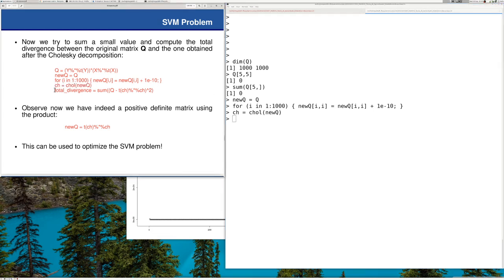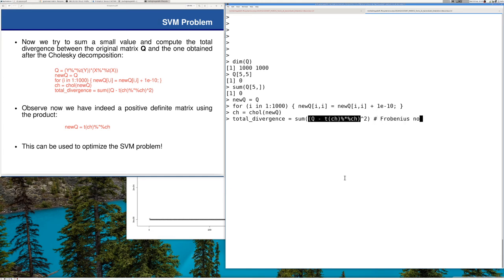Now I can do something that is really, really interesting. I can compute how different my new matrix Q is after being decomposed. Of course, I can multiply the Cholesky factors, which is Cholesky transposed multiplied by Cholesky. This will provide me the new matrix, as you might think. And here I'm just computing the overall differences in terms of every element of my matrix, and computing the Frobenius norm, which is a way of computing differences or divergences. Take a look at the total divergence.